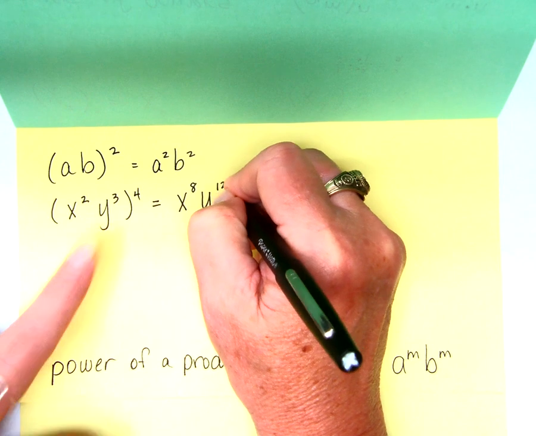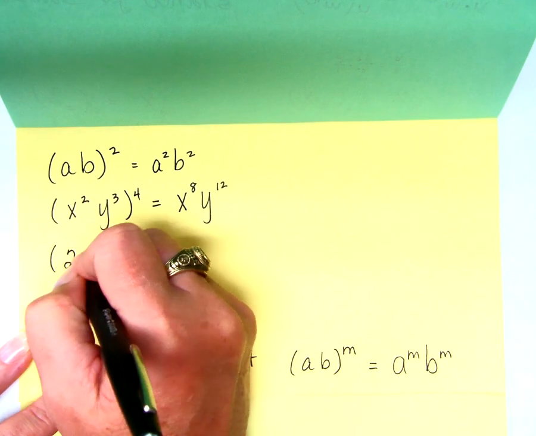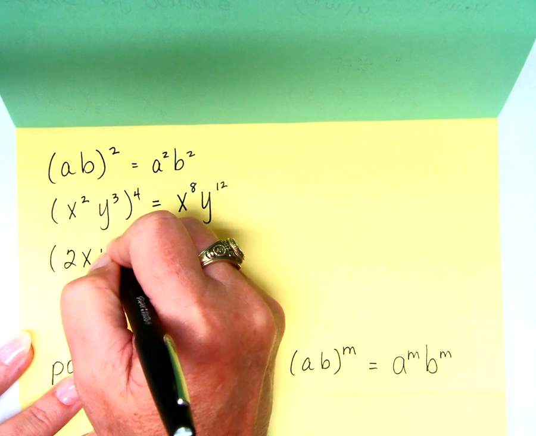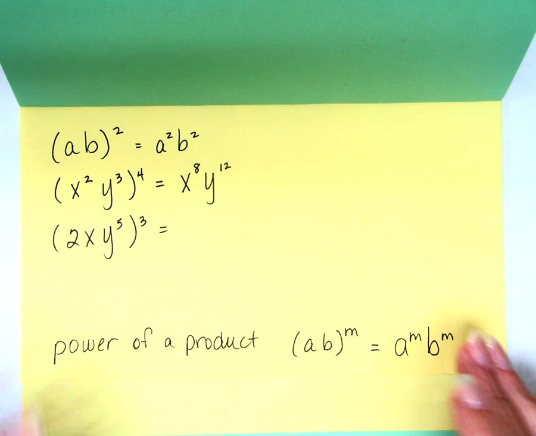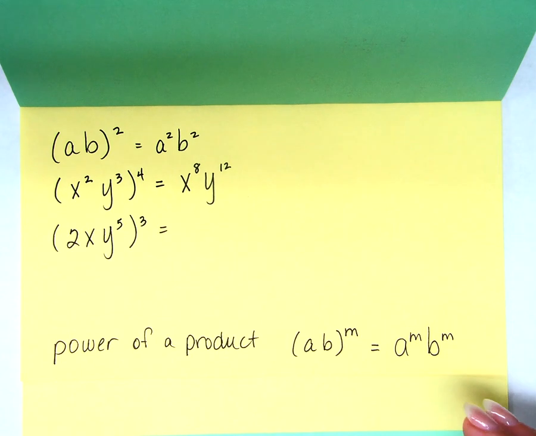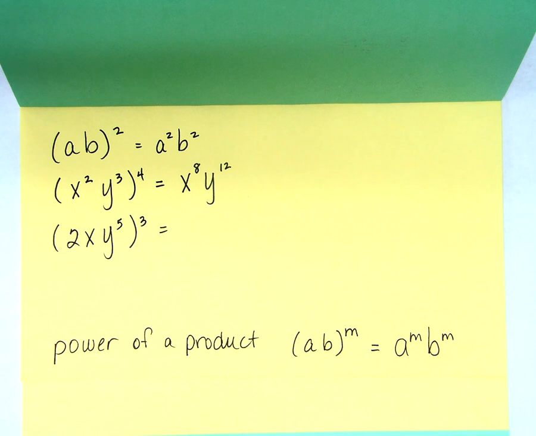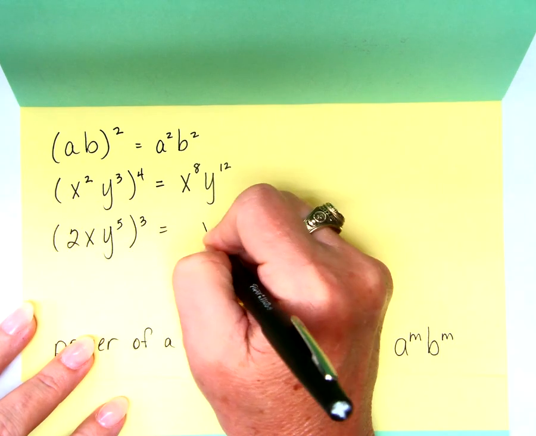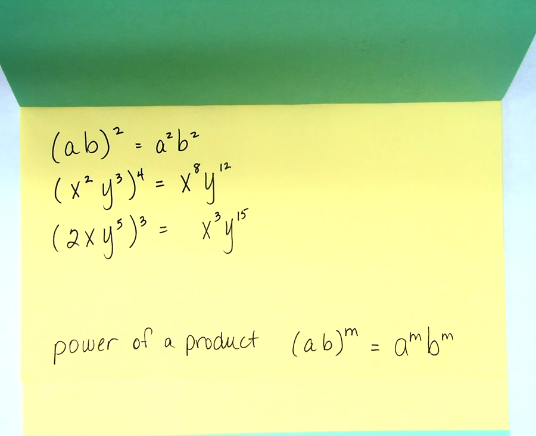12th. Now I will tell you this, if people mess up on one, it's this one. But you're not going to, because I'm warning you ahead of time, right? So what do you think? What do you think about this? 2x to the third. So I'm going to agree with that. X to the third, yes. Y to the 15th, yes. I agree with that. So that's the second most common guess, right?